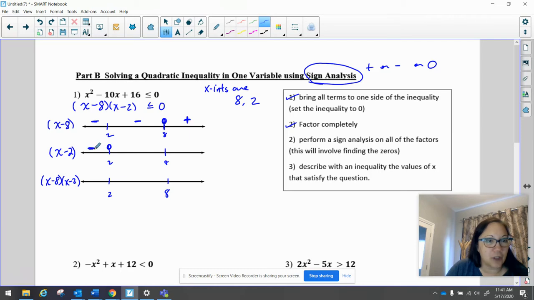Anything to the left of 2 would be negative. Any values on the number line to the right of 2 would make this factor positive. So if I put in a 3, 3 minus 2 is 1, that would be positive. If I put in an 8, 8 minus 2 is 6, that would be positive.